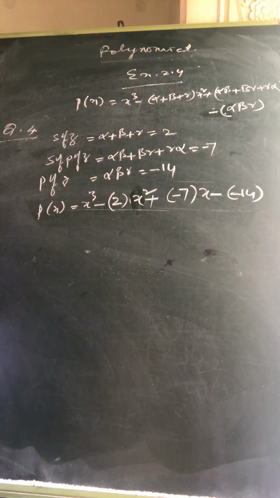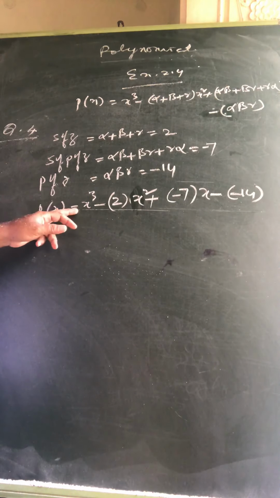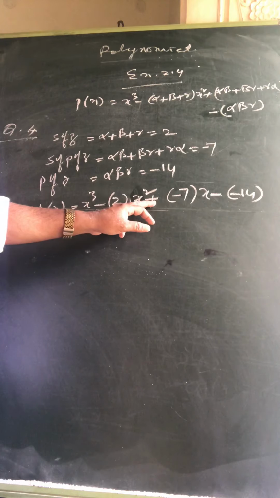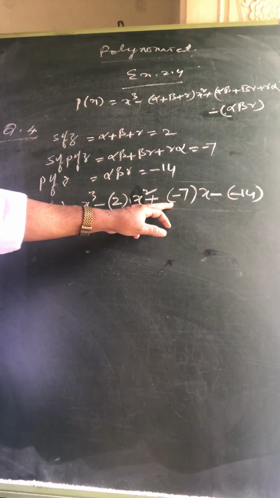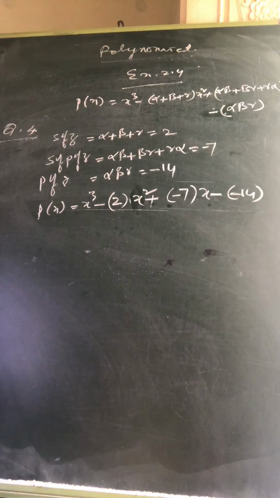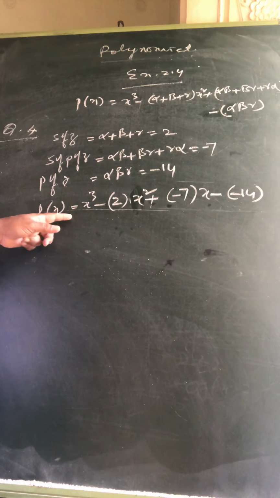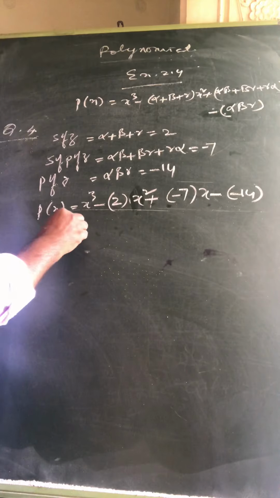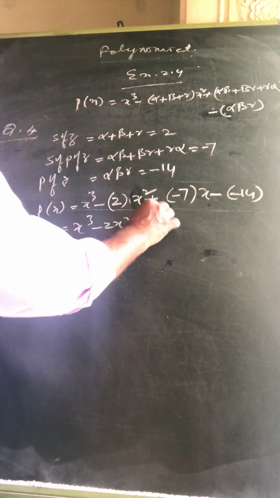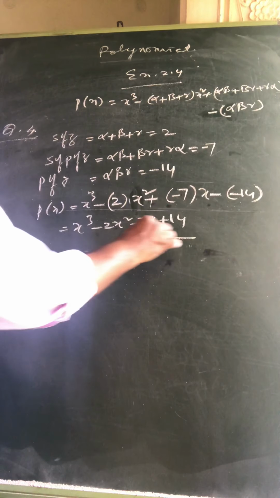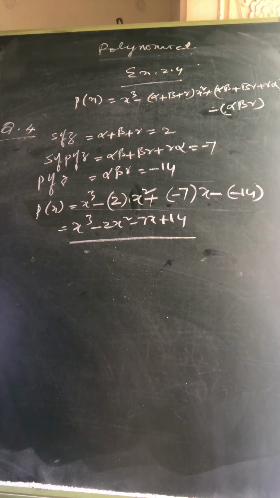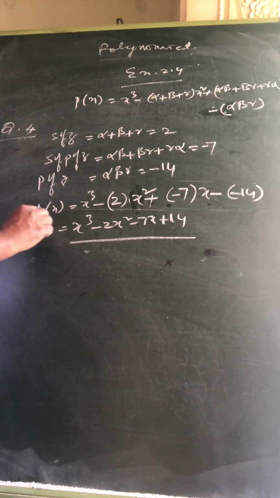See once again, p of x is equal to x cube minus the sum of the zeros times x square plus the sum of the product of zeros taken two at a time times x minus the product of the zeros. Now this is equal to x cube minus 2x square minus 7x plus 14. This is the cubic polynomial for which he is asking in the question.